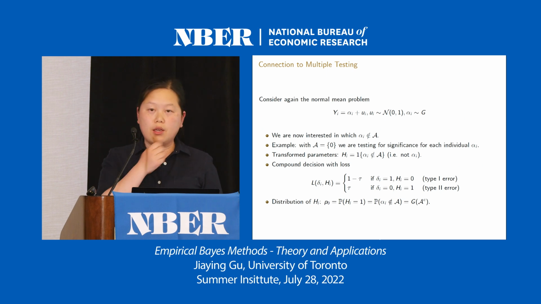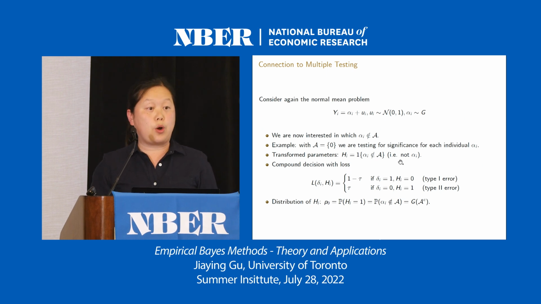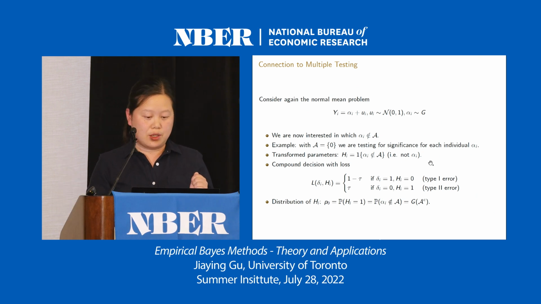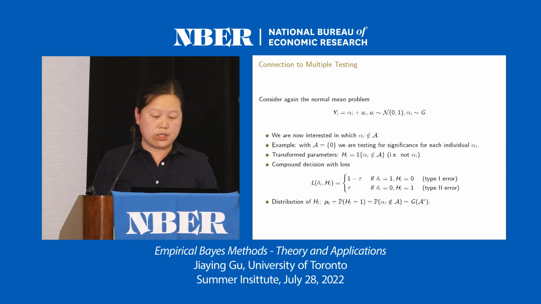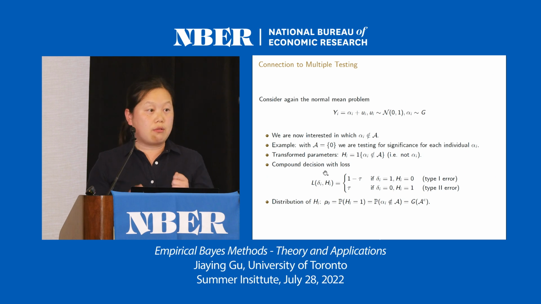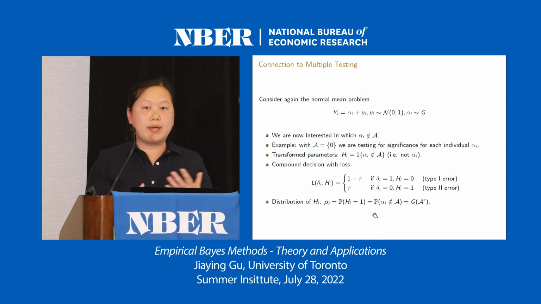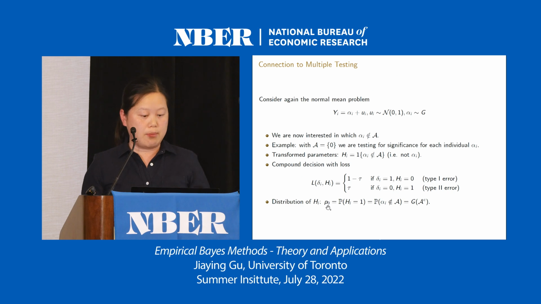So here, a key observation is that we transform our parameter of interest from alpha_i to this binary parameter, denoted as h_i here, which just tells me whether you are indeed in the set A or not. So then focusing on this, the compound decision has the following loss, which characterizes how much loss you incur if you commit a type 1 error or a type 2 error. So they are weighted by 1 minus tau and tau. Then the Robbins context starts to kick in. We again have binary parameters. We want to come up with estimators that minimize the compound risk.